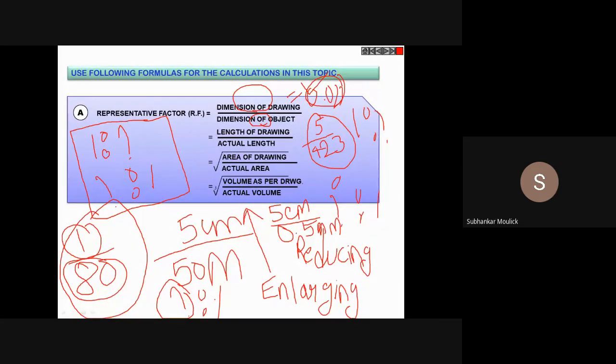If your RF is something is to 1, it is enlarging scale. If your RF is 1 is to something, that is reducing scale. Is it clear to all of you?